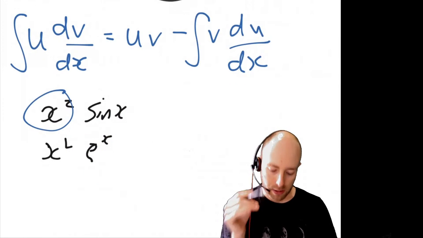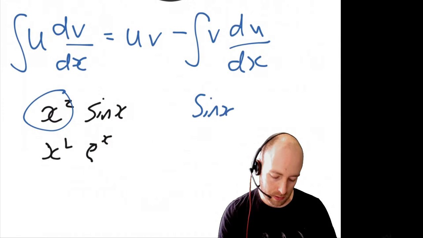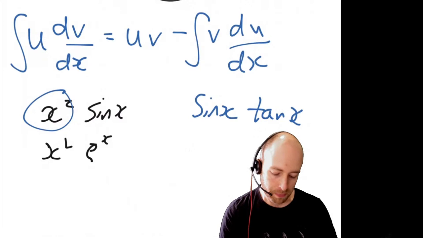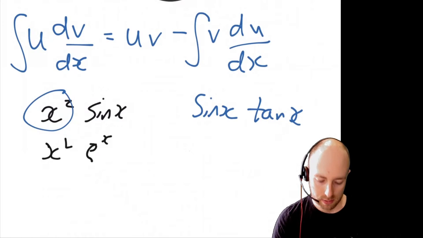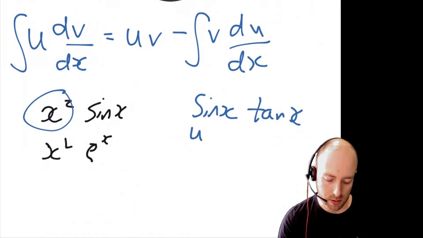If they were both trig, so sine x and tan x, if you integrate sine, or if you chose u as sine, you differentiate sine and you'd get cos.